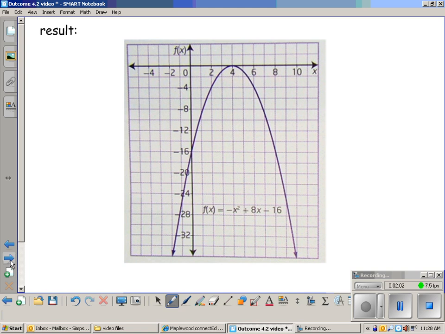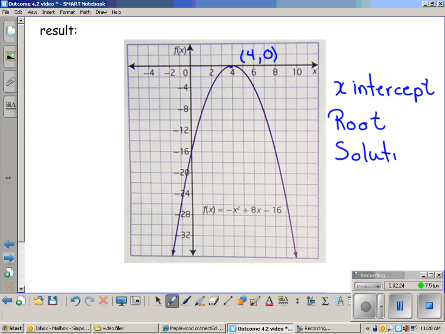Our x-intercept is this point here, which is the point (4, 0). That point is the x-intercept. It is called a root. It is also the solution to the equation. The solution would be the point when x equals 4. So the x-intercept, the root, and the solution are all x equals 4.